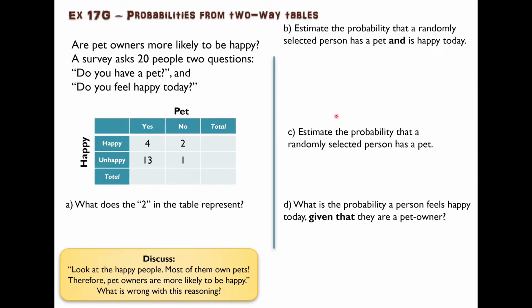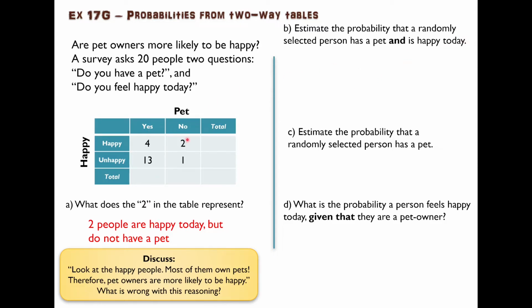Before analysing this data, let's try to understand it. This 2 represents that 2 people are happy today, but they do not have a pet. The 4 means there are 4 people who are happy and have a pet. There are 13 people who are unhappy and have a pet.